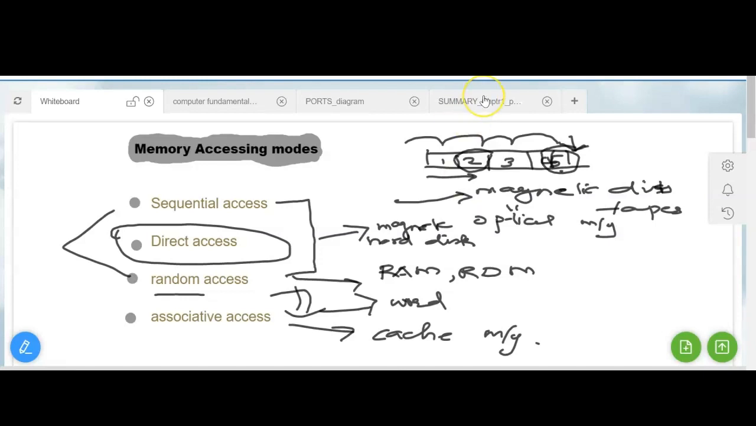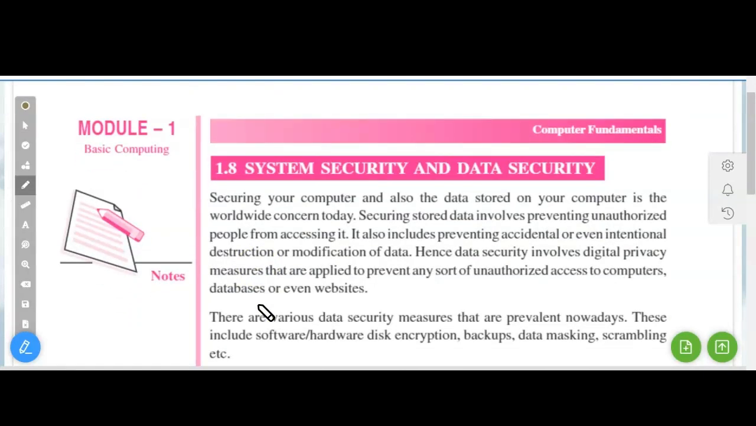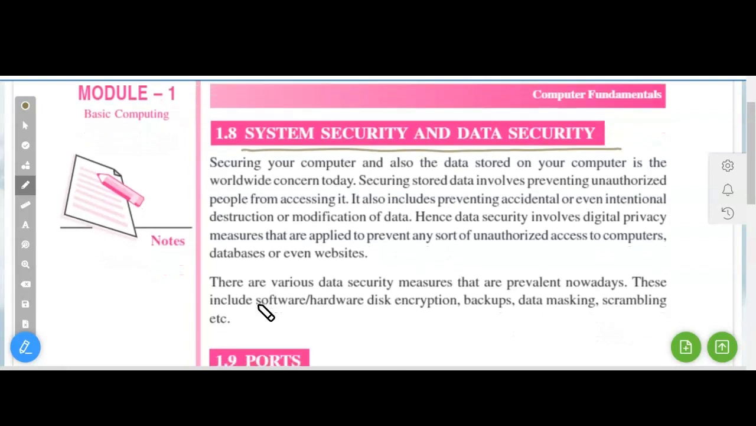Next topic is system security and data security. So, what is the use of this system security and data security? In your system, you have to keep the data, information, everything secure from unauthorized access from people, or unknowing, or preventing accidental or intentional destruction of the data.